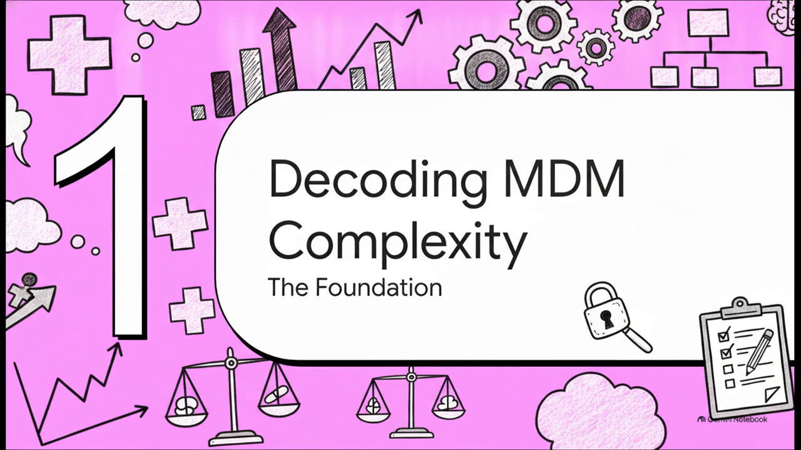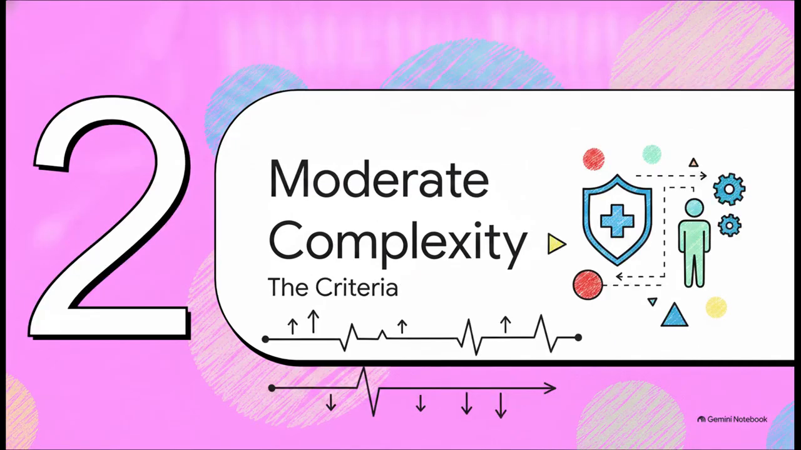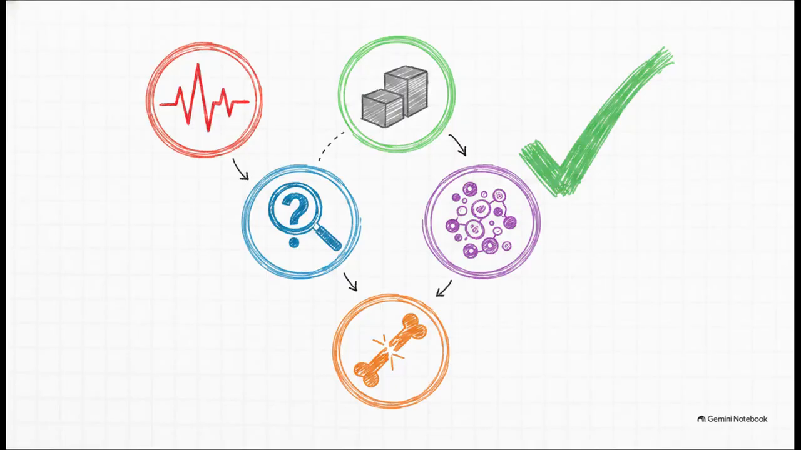Section 1. Decoding MDM problem complexity, the foundation. Section 2. Moderate complexity, the criteria. Accurately scoring these problems is literally the bedrock of medical decision-making. When we cross into this moderate tier, we're officially dealing with clinical scenarios that require active, hands-on management by the provider. So, how do we actually get there?